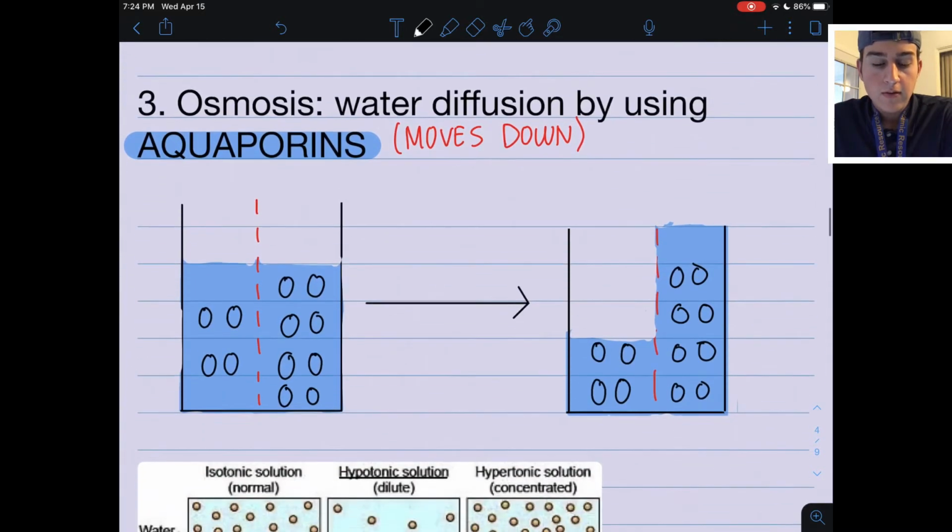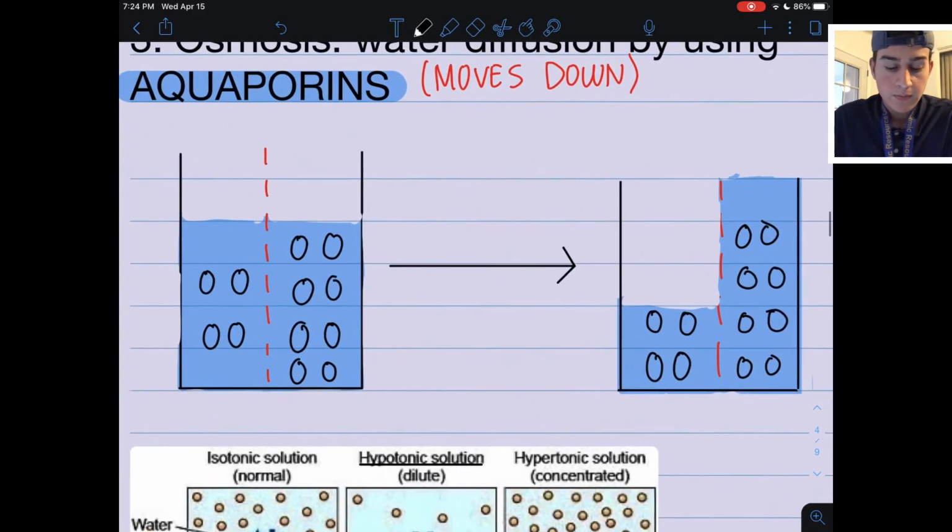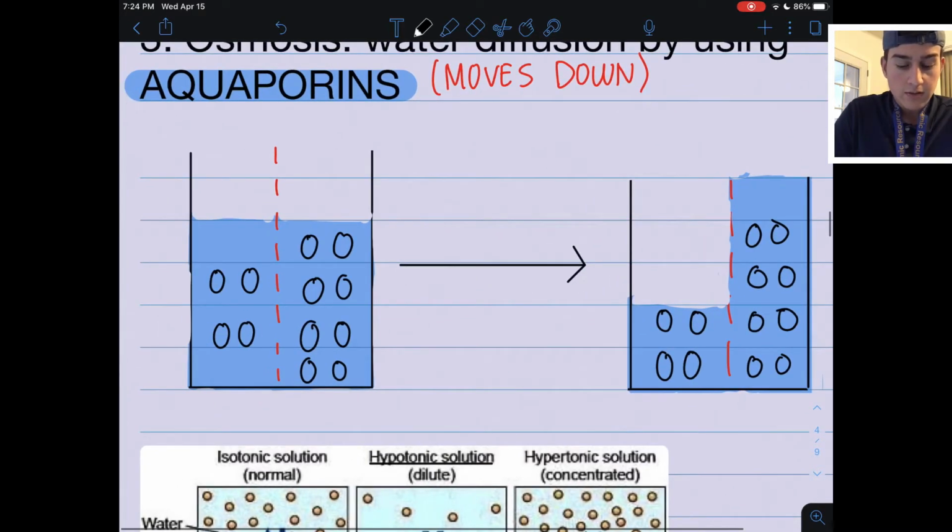The next thing we went over was osmosis, and instead of the solutes moving back and forth, we're actually looking at the solvent. So osmosis occurs when the solute isn't able to move, but the solvent itself, which most of the time is water, will be able to move back and forth. As shown here, there's a concentration of 4 molecules on the left side and there are 8 on the right side. Normally, if it was just diffusion, the molecules on the left would move to the right. However, since the molecules cannot move, then osmosis will occur.